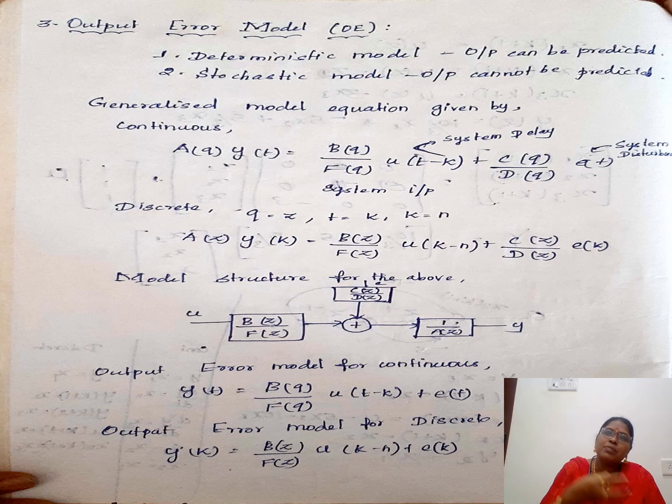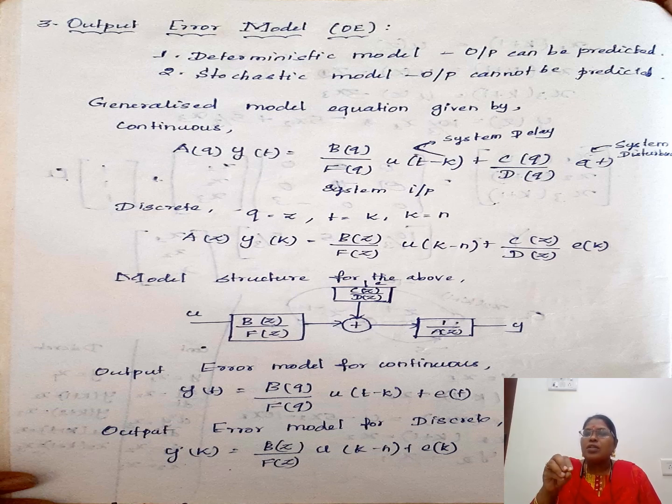When I give a step input to any system, if it is an open loop system, I know very well that the output is always a sigmoidal shape. If I give a step input to a second order system, I know that there will be oscillations, and overdamped and underdamped responses, and finally it will settle. It depends on how much time it takes. So we can predict the output when an input is given to a system, and that we call a deterministic model.